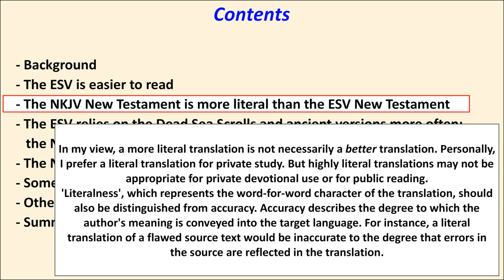Literalness, which represents the word-for-word character of the translation, should also be distinguished from accuracy. Accuracy describes the degree to which the author's meaning is conveyed into the target language, in our case English. For instance, a literal translation of a flawed source text would be inaccurate to the degree that errors in the source are reflected in the translation.